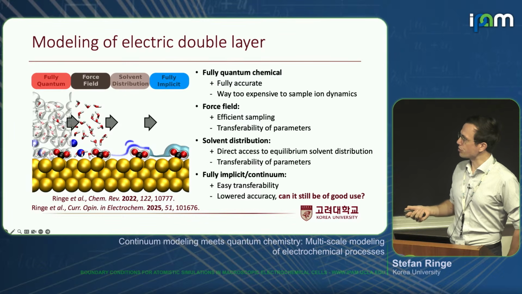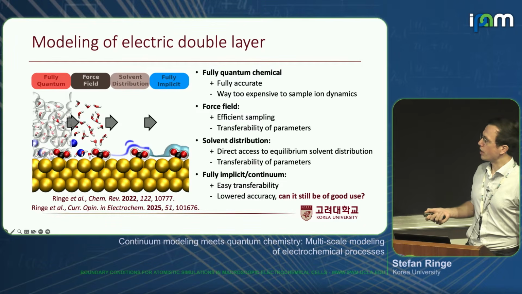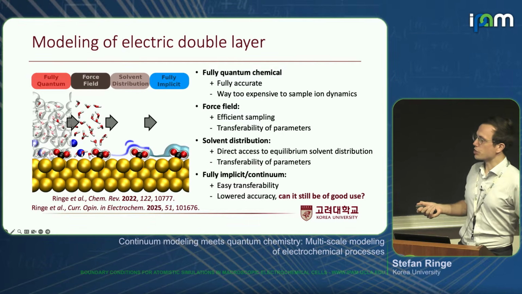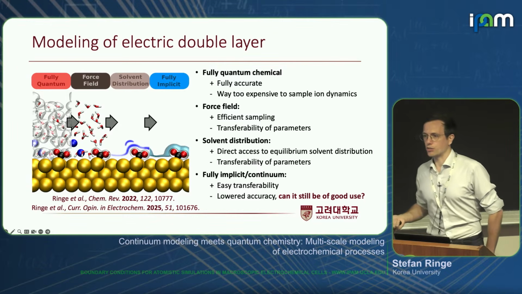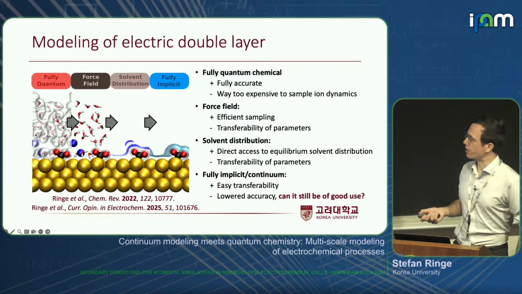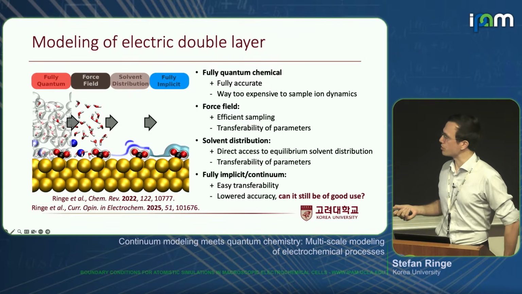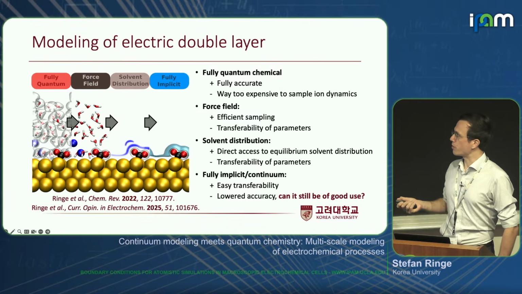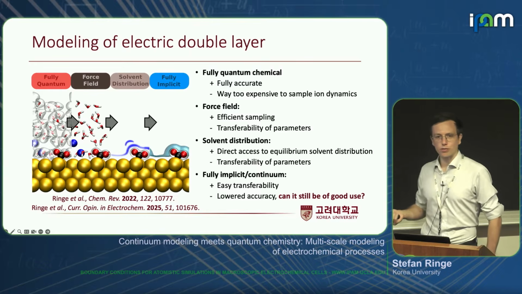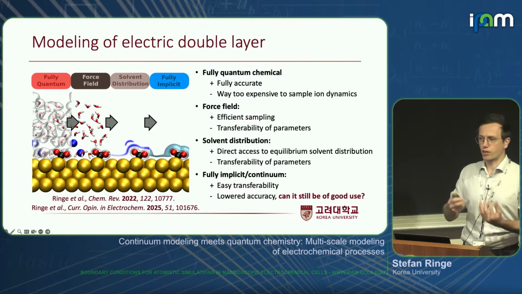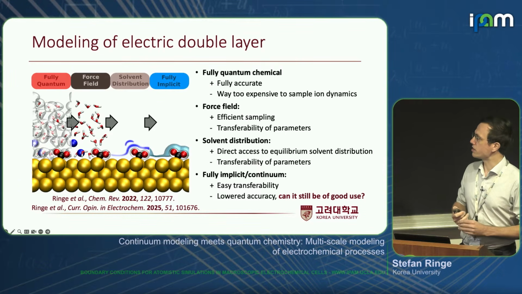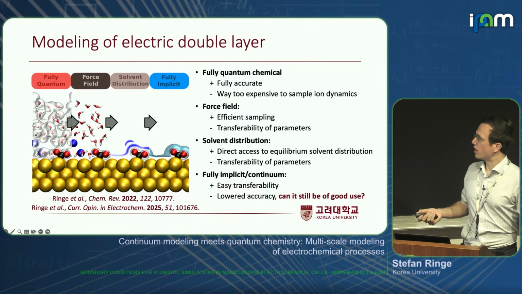We can use force fields, so we can do something like QM/MM, where we then sample the electrolyte with force fields. The sampling will become much more efficient, so we can actually resolve all these distributions of species. But we also have the problem that we need to parameterize this classical force field for every single system. So we have a problem with transferability.